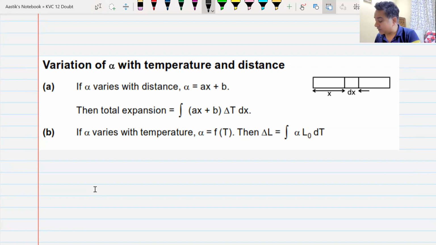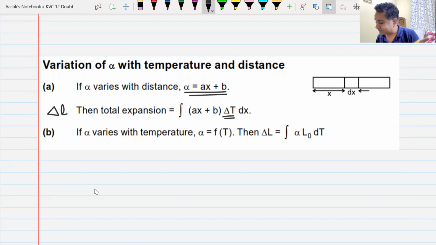So if it varies with distance, you can use this formula. Change in temperature would be given to you. It will vary with distance, so you can write the total change in length delta L is equal to integral of alpha, which will be varying with distance. Some sort of formula would be given. You can integrate it. Do we understand this?